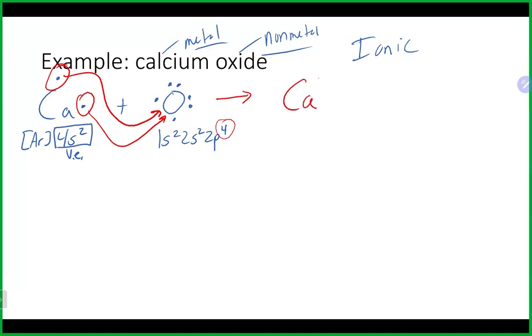That's going to create calcium now with a +2 charge, becoming an ion. The oxygen there will pick up both of those electrons. And because it picked up 2 electrons, that means it's got 2 extra electrons and a -2 charge to come along with it.